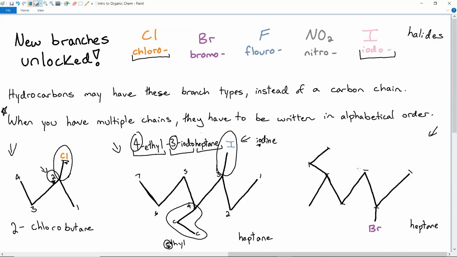And once again, I can see that if I were to count from right to left, that should minimize my numbering. So I have a bromo branch on carbon 2 and a methyl branch on carbon 5. So this is going to end up being 2-bromo-5-methylheptane.